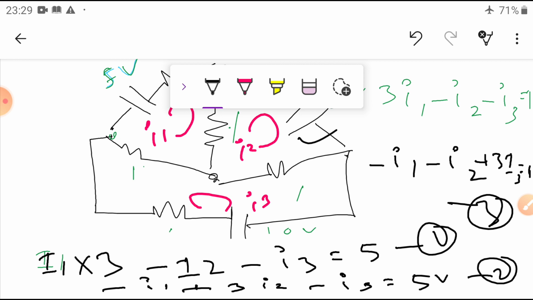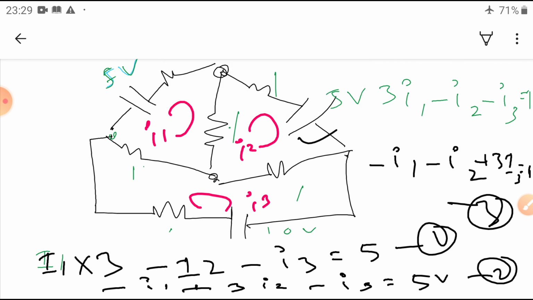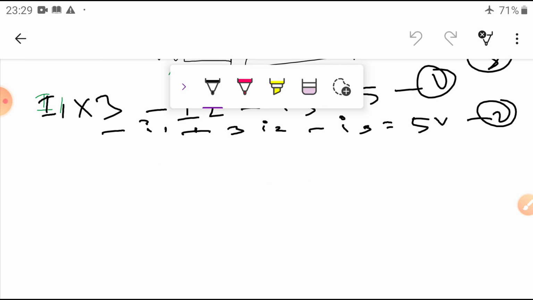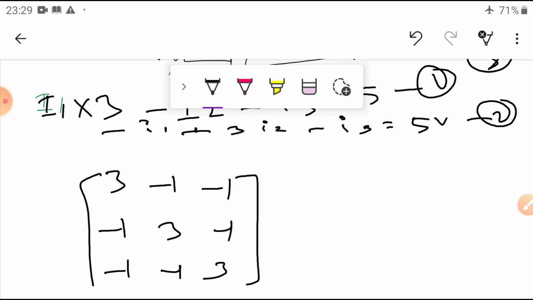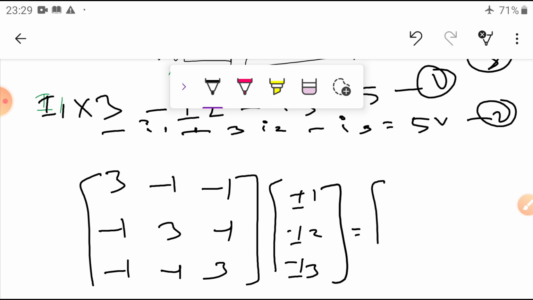Okay, now keep in matrix form. So how are we going to keep the matrix form? So here I am going to get 3, minus 1, minus 1; minus 1, 3, minus 1; minus 1, minus 1, 3. So this is the equation I got. Now what is the current? I1, I2, I3. Then what are the values here? Yeah, I am going to get 5 volts, 5 volts, 10 volts. So from this I know this is equal.